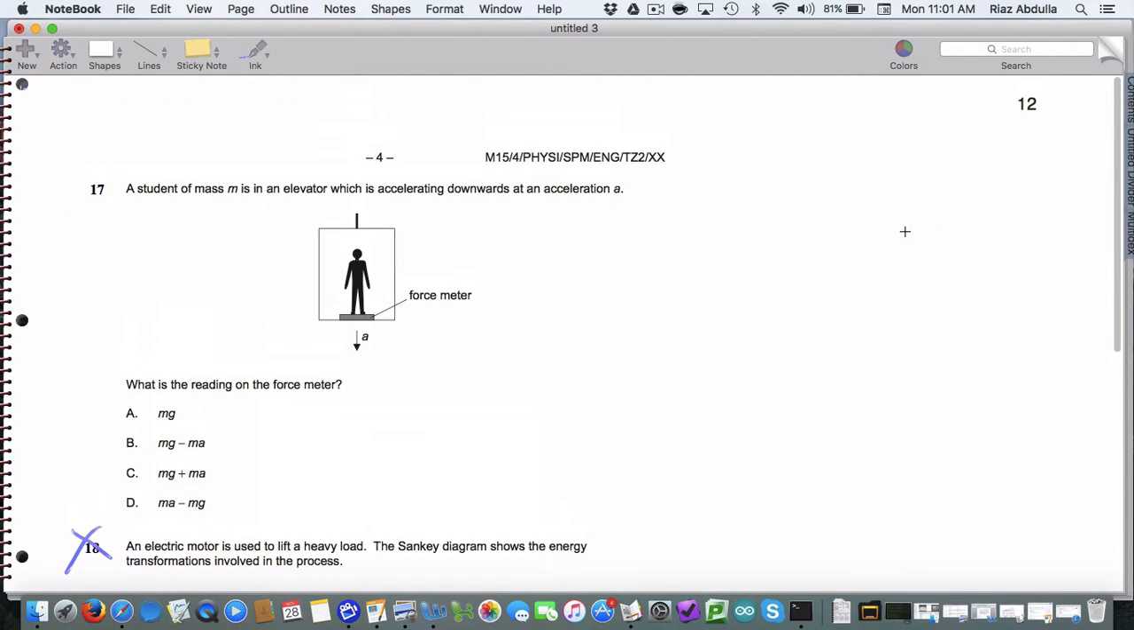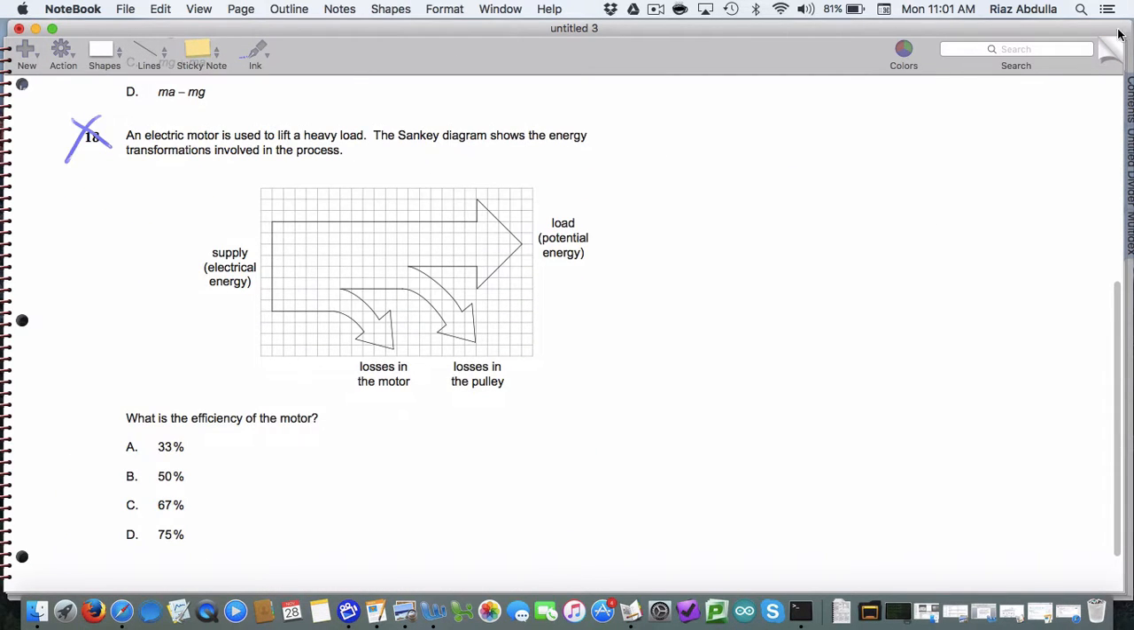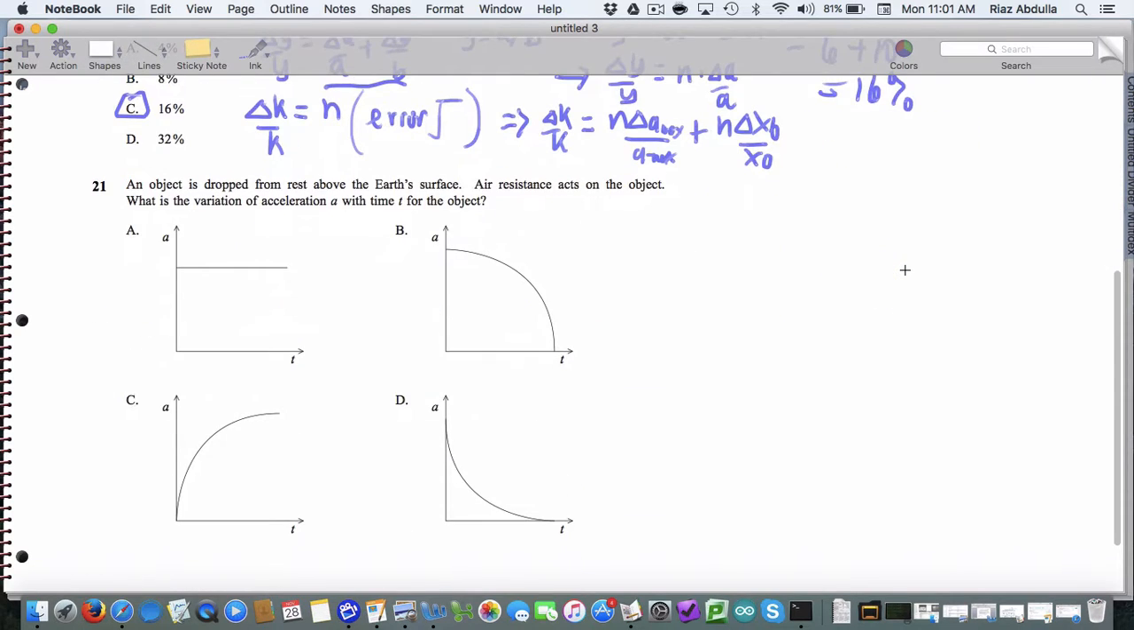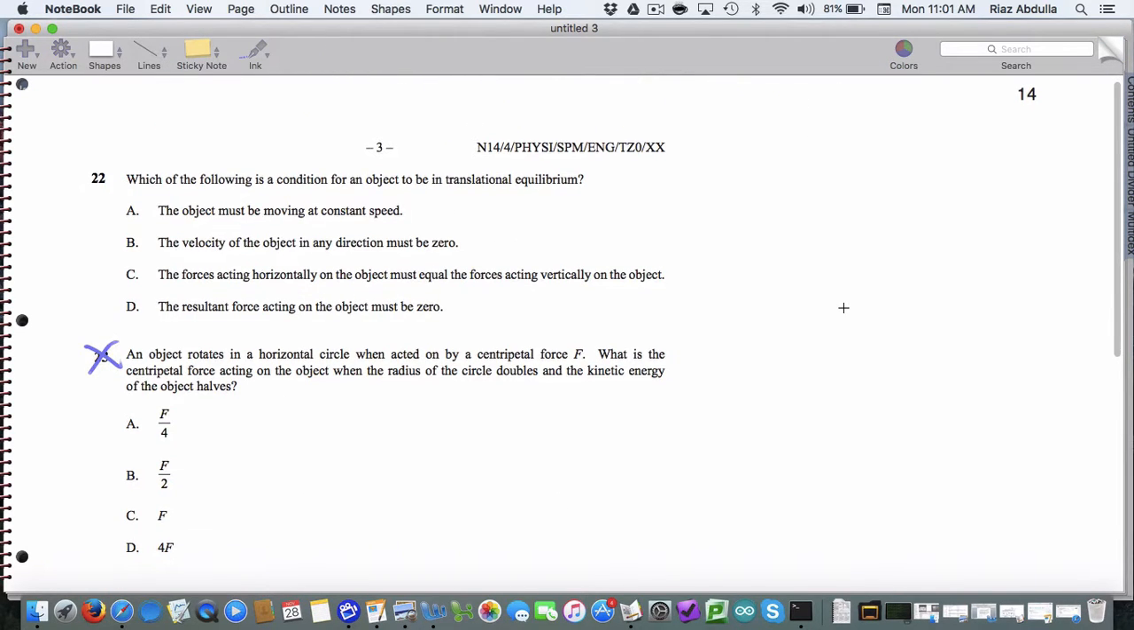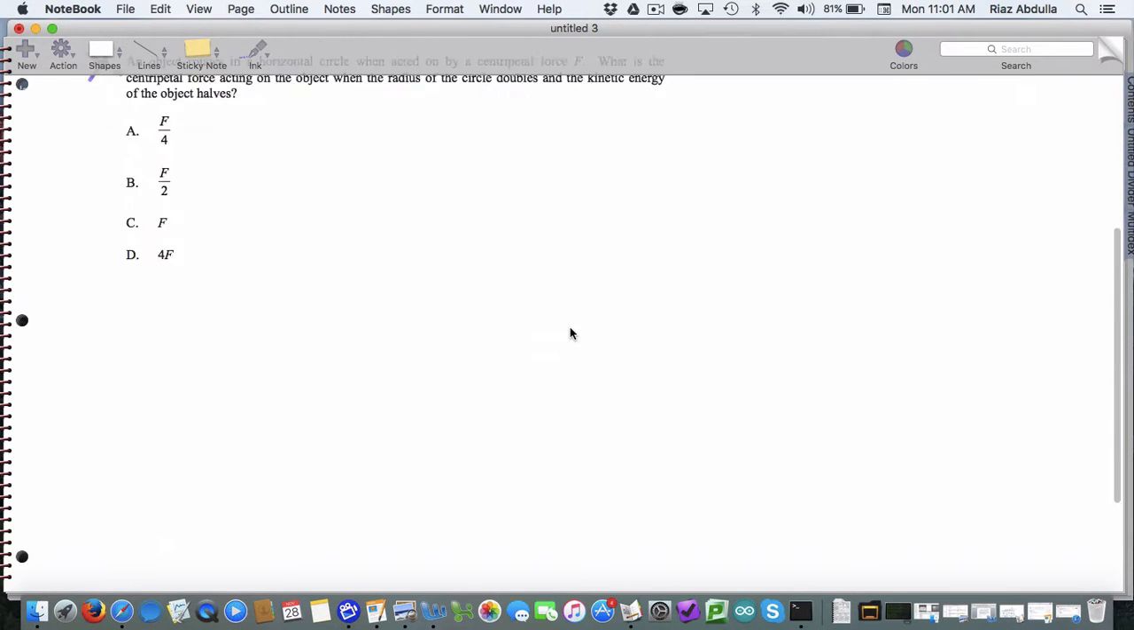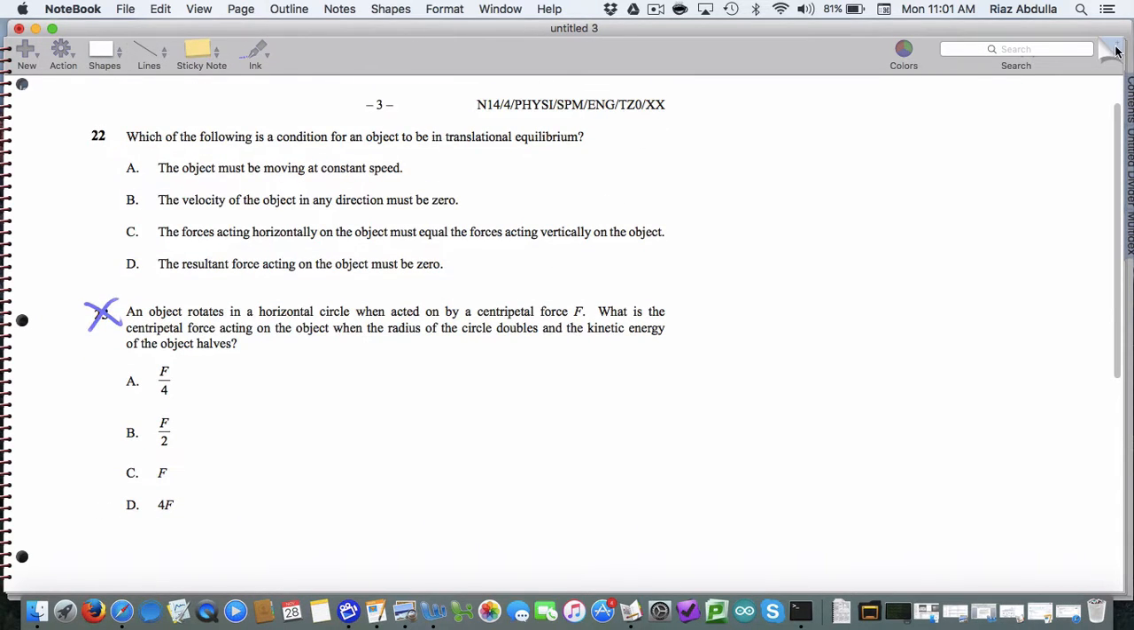Now for here, 17 we'll get to later, 18 we're skipping, 21. Air resistance acts on the object, so we look at the graph of acceleration versus time. Please memorize that this is D. Remember that if we have air resistance, the value at the beginning should be g, the acceleration due to gravity. For an object in translational equilibrium, we'll get to that when we deal with forces.